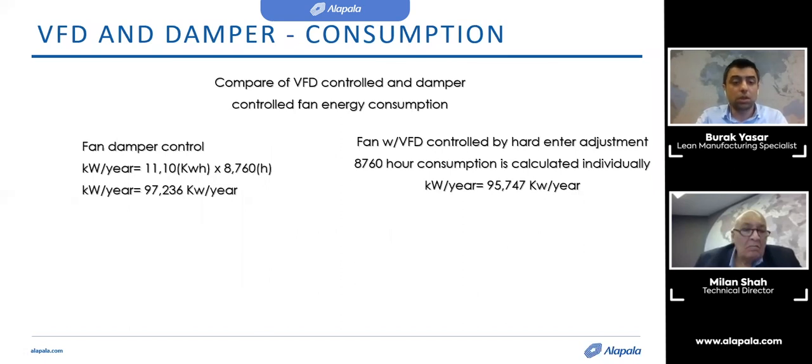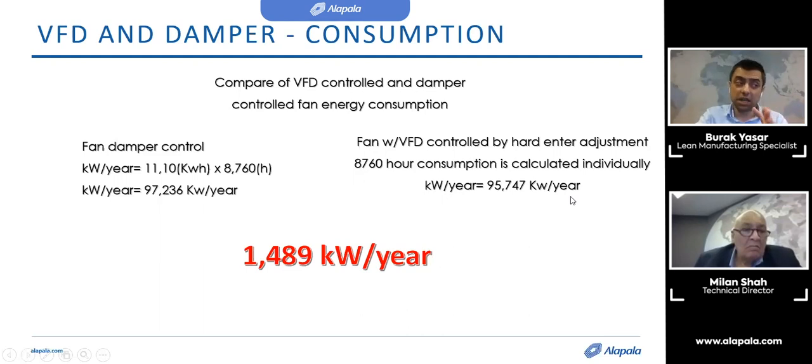Okay, so when we compare the energy consumption based on the control methods, we can see the differences according to thermal and mechanical stress reduction. This reduction reflects in energy saving. So the fan damper control system consumption is 97,000, and the fan with VFD control by hard adjustment, where we just enter the RPM value and leave it like this, the consumption will be 95,000 kilowatts per year. And the difference is 1,489 kilowatts per year.